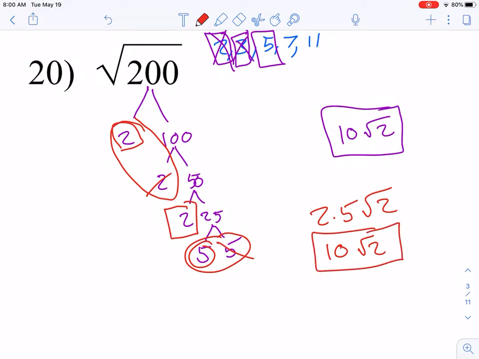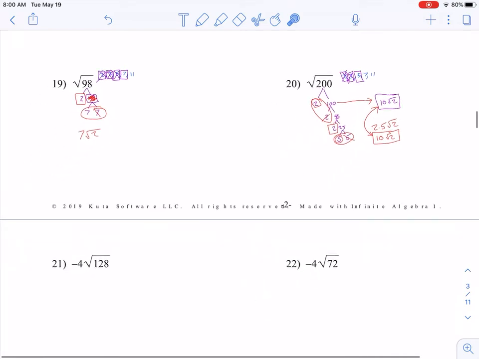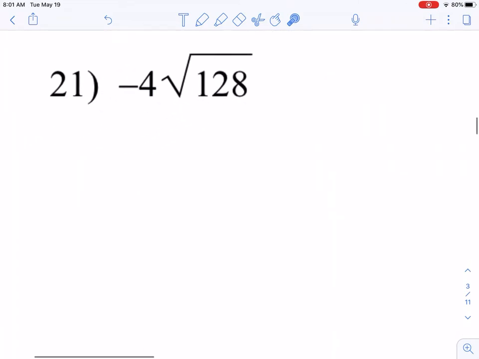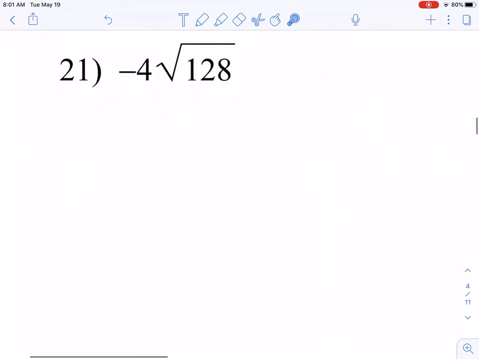So we still get to the same answer, but it's a different way. So for this one, we just took the square root of 100 was 10 with a 2 left over. This other one, we broke it all the way down and then multiplied it back up. Okay, if we have a number waiting on the outside, it's going to get multiplied back in our end answer.